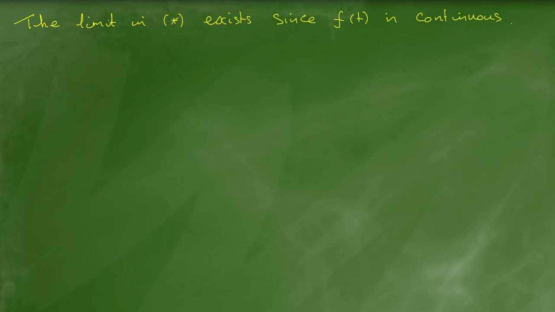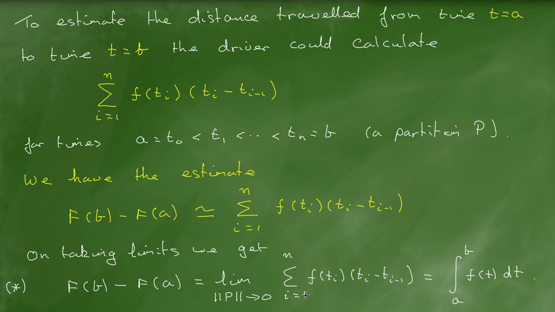So the limit in star exists because f of t is continuous. Okay, so I'll just go back. This limit, I suppose limits don't always exist, but if f is continuous, we saw in first year that the limit exists. So that's handy.